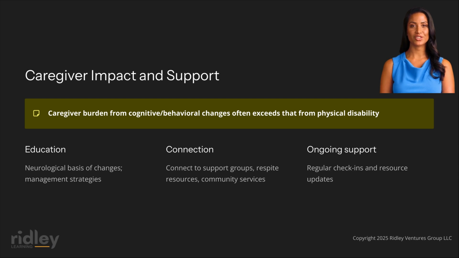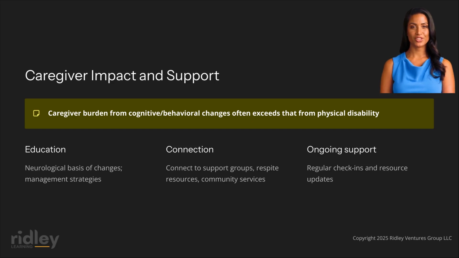Comprehensive stroke rehabilitation must address caregiver needs as an integral component of care, providing education, skills training, and emotional support that enable sustainable caregiving while protecting caregiver well-being. Education for family members should address the nature of cognitive, psychological, and communication impairments, including their neurological basis, expected course, and strategies for management and support.